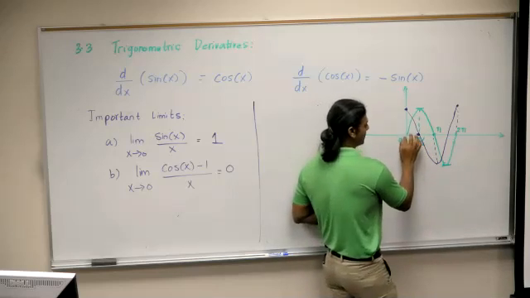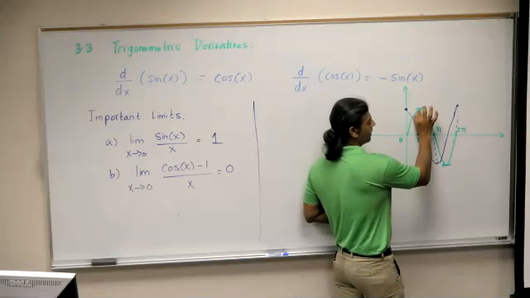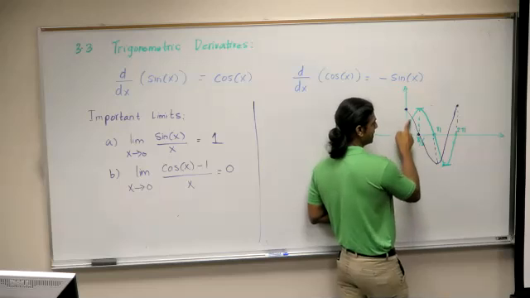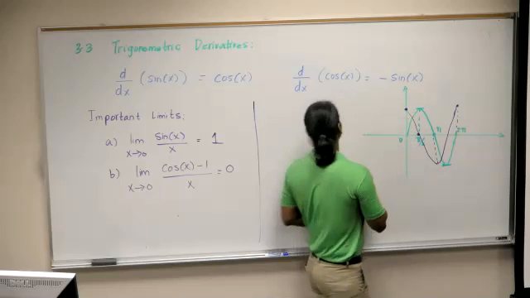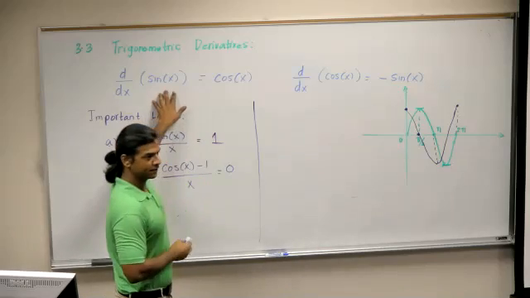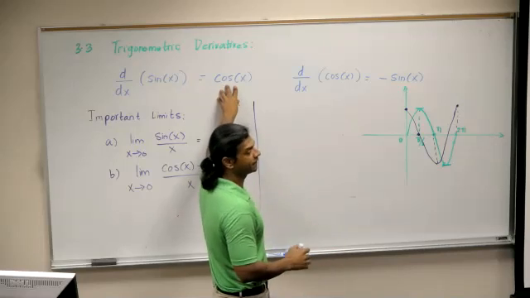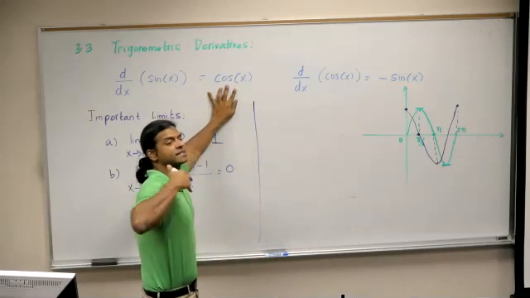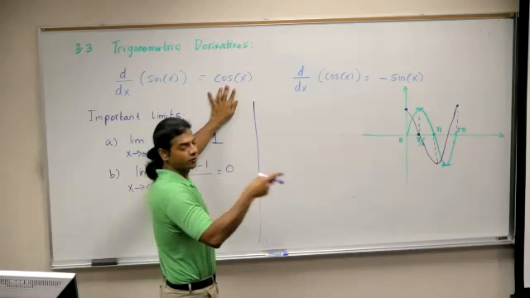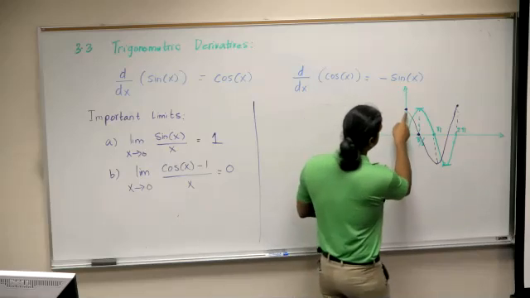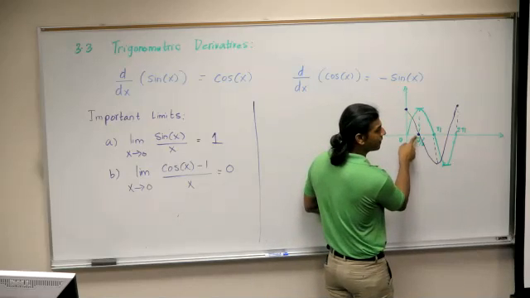So from 0 to pi over 2, the sine function is increasing. I took the derivative of sine, and I said it is going to be cosine. So cosine is going to describe the behavior of sine. And you look at it, and it's decreasing. How could it be right?